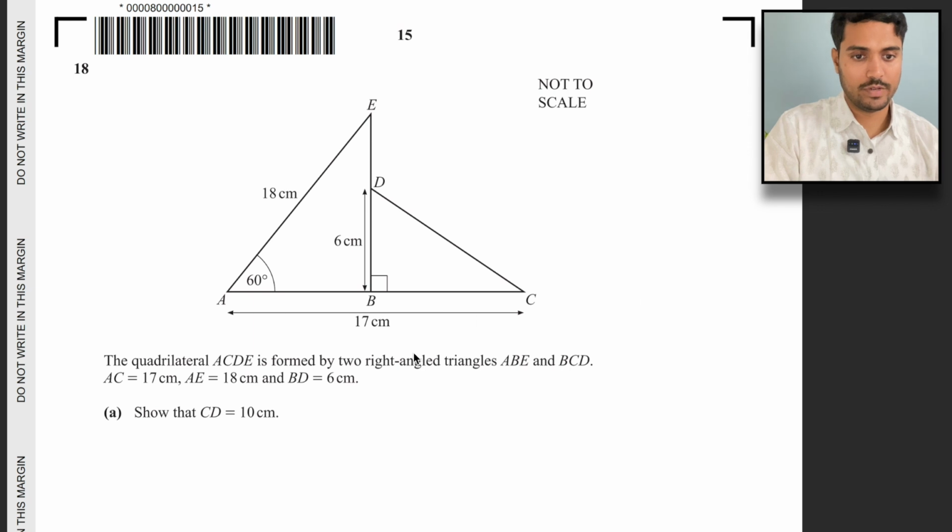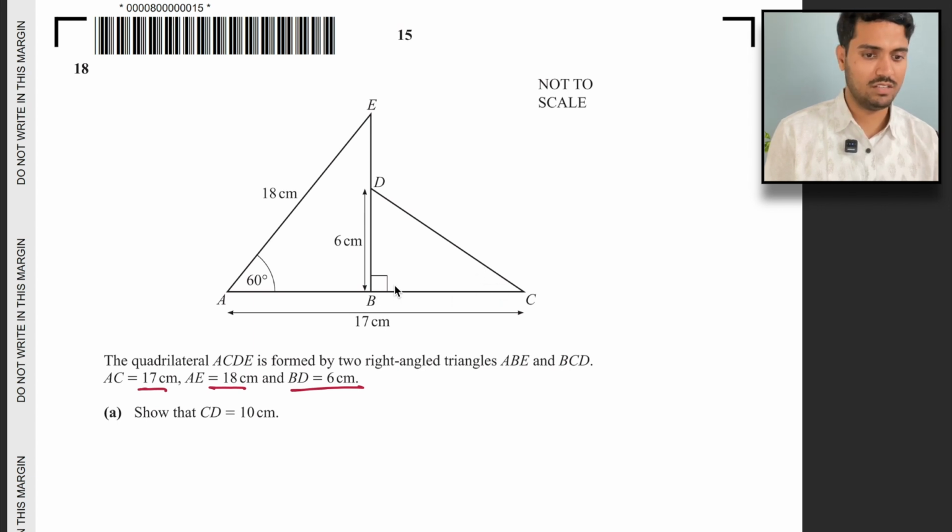So let's try question number 18 now. It says the quadrilateral ACDE is formed by two right angle triangles ABE and BCD. AC is 17, AE is 18, and BD is 6. Show that CD is equal to 10 centimeter. So we have only this. We don't have the angle, neither do we have the base.